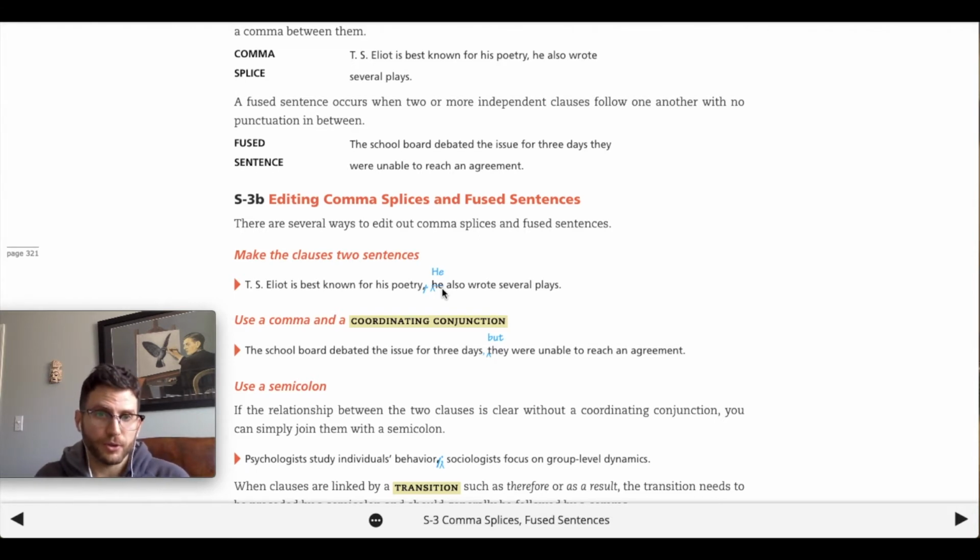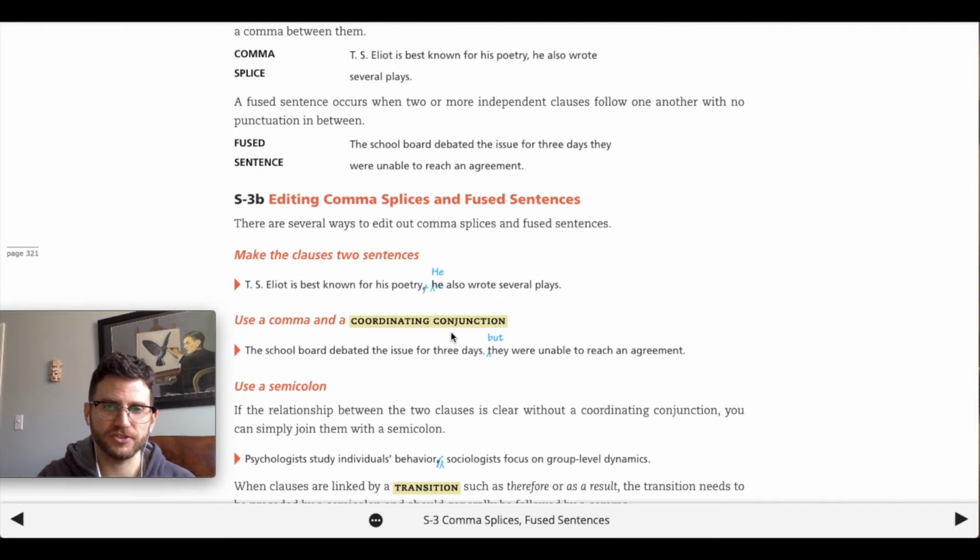You could also, your book suggests, keep the comma, if the comma is there, and just add a coordinating conjunction. Remember back to what coordinating conjunctions were. It's in that preposition conjunction video. Okay, coordinating conjunctions: and, but, or, so, for, yet. So just keep the comma, but add the coordinating conjunction, and that coordinating conjunction is always going to come after the comma, not before it. So you'll notice I could say T.S. Eliot is best known for his poetry, comma, and he also wrote several plays. Could fix it that way.